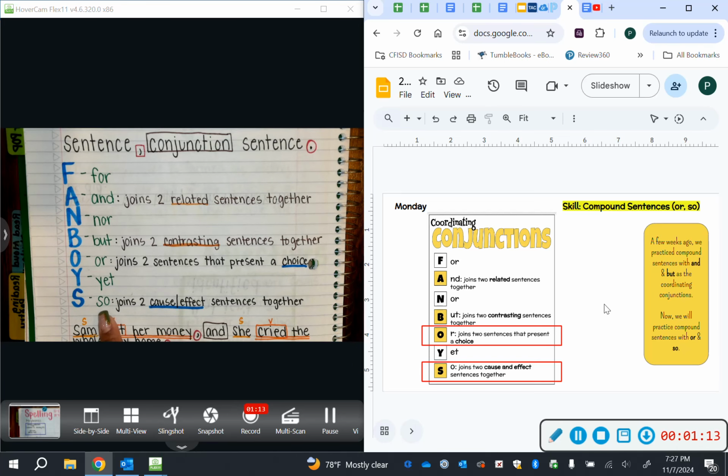Using the conjunction so means you are joining two sentences that have a cause and effect. Because I overslept, or we can do I overslept today, so I missed the bus. That's a cause and effect. Go ahead and pause the video and write down these two definitions.